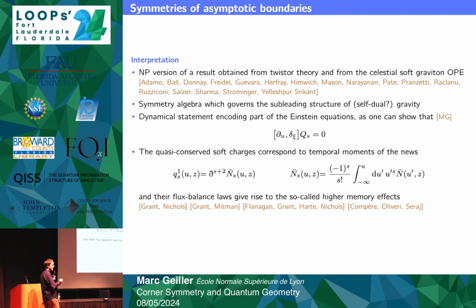So this is really this idea that there is this infinite tower of asymptotic Einstein evolution equations. This tower is related to the infinite tower of subleading soft graviton theorems, and it's also related to this infinite tower of flux balance laws, which if you could measure them, which is probably not the case experimentally, you could reconstruct the moments of the news.